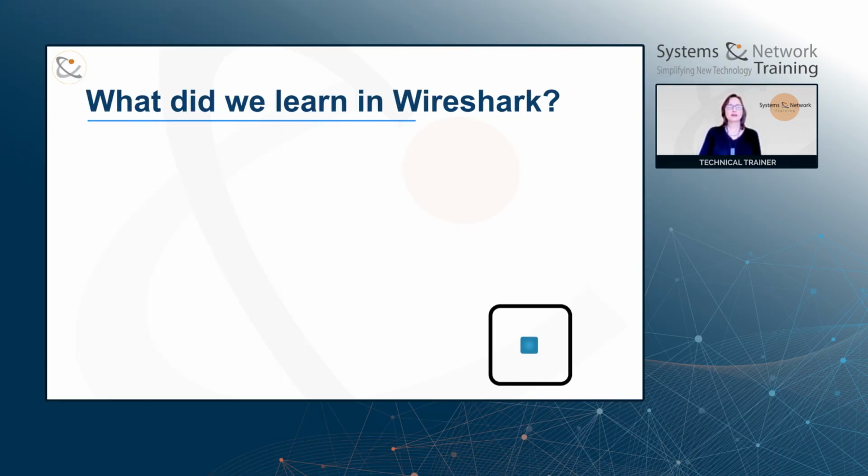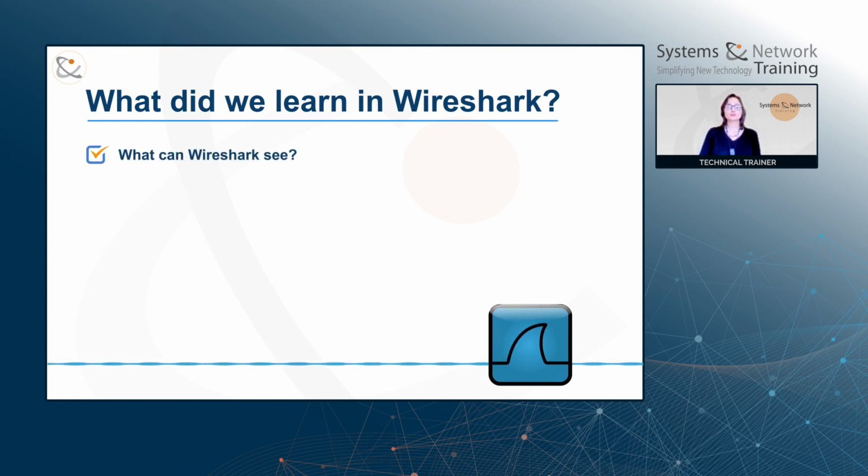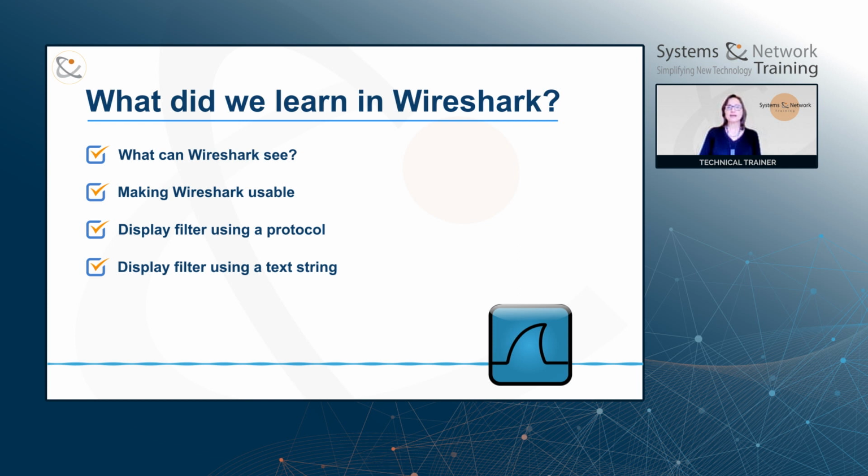So just to recap, what we've covered today is what Wireshark can see on your network, just the packets coming into the device, making Wireshark a bit more usable so that you can see what you're looking at, display filters using a protocol, display filters using a text string, and the expert button.